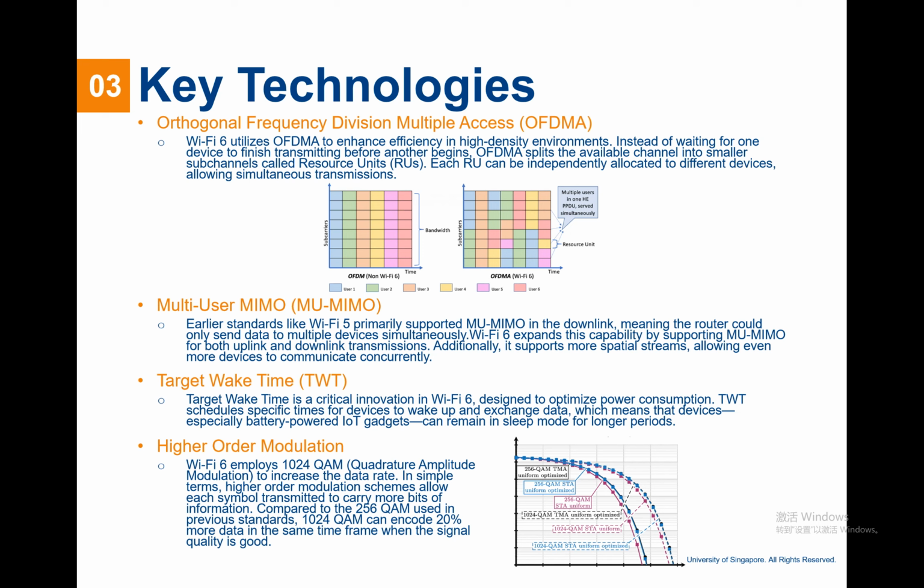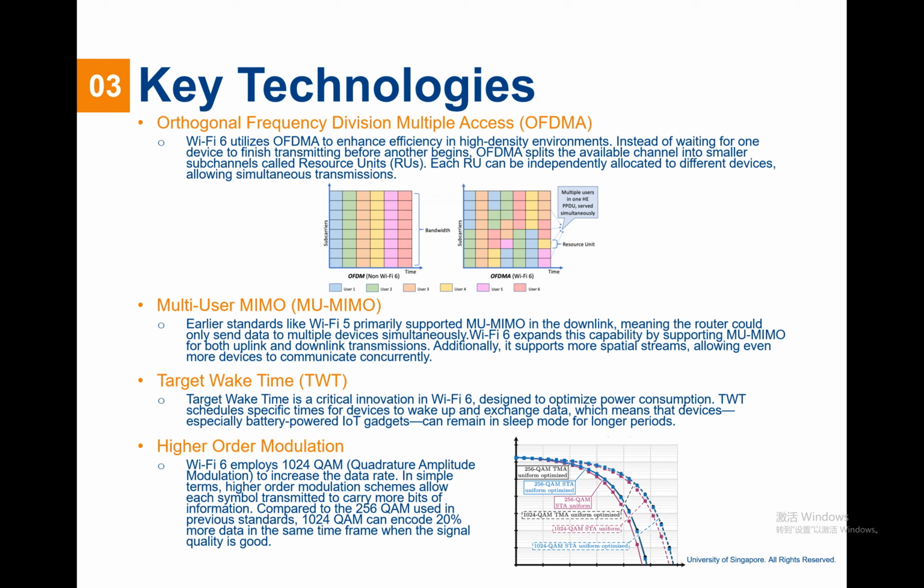For target wake time, TWT is a critical innovation in Wi-Fi 6 designed to optimize power consumption. TWT schedules specific times for devices to wake up and exchange data, which means that devices, especially battery-powered IoT gadgets, can remain in sleep mode for longer periods. By reducing the frequency of idle listening, TWT extends battery life, making it especially beneficial for devices where power efficiency is paramount.